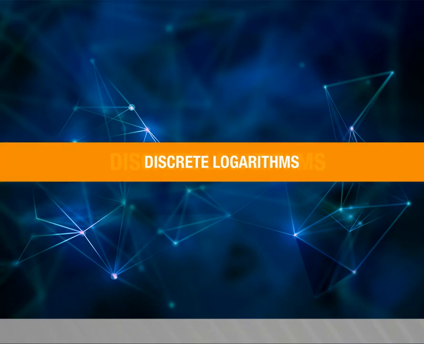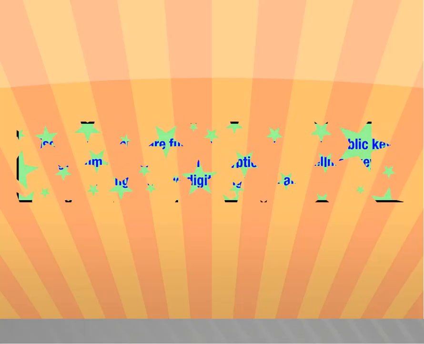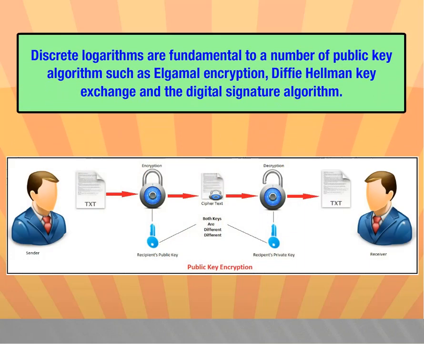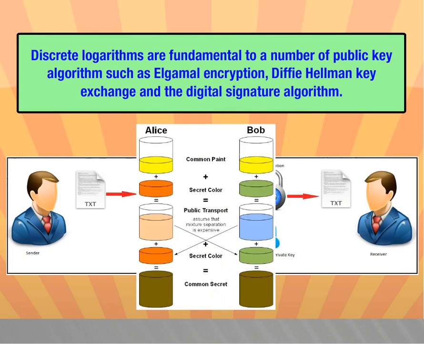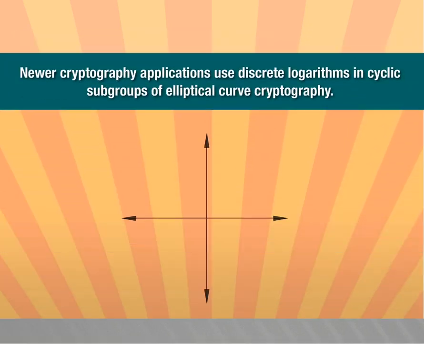Discrete logarithms. In this video, we are going to see about discrete logarithms. Discrete logarithms are fundamental to a number of public key algorithms such as Elgamal encryption, Diffie-Hellman key exchange, and the digital signature algorithm. Newer cryptography applications use discrete logarithms in cyclic subgroups of elliptic curve cryptography.